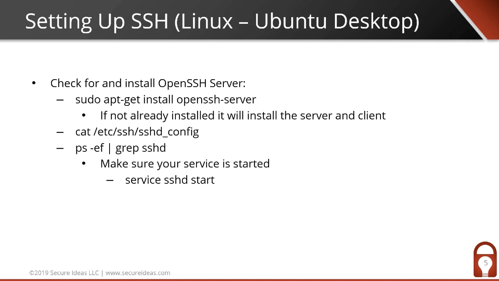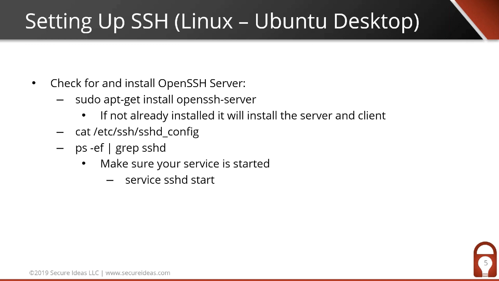Okay, let's look next at Linux, which is typically pretty straightforward. If any of you do any sort of Linux administration, this should be old hat for you. In a nutshell, you're just going to do an apt-get install openssh-server. If it's not already installed, it will install the server and typically the client as well. But most of the time, Linux is going to come pre-installed with at least the SSH client, if not also the SSH server as well, for OpenSSH server.